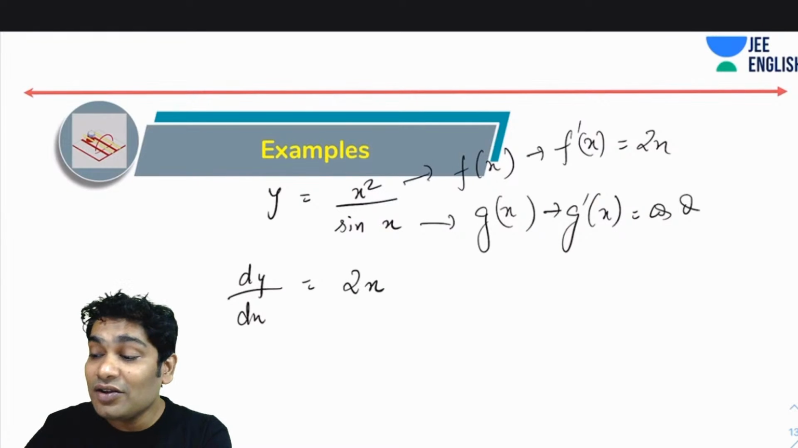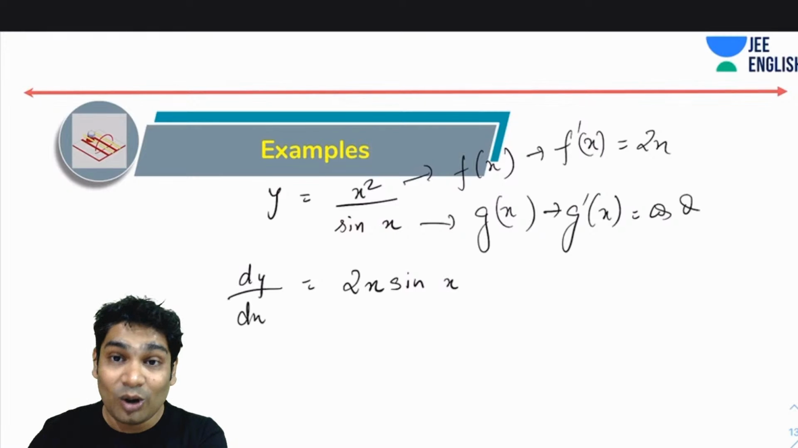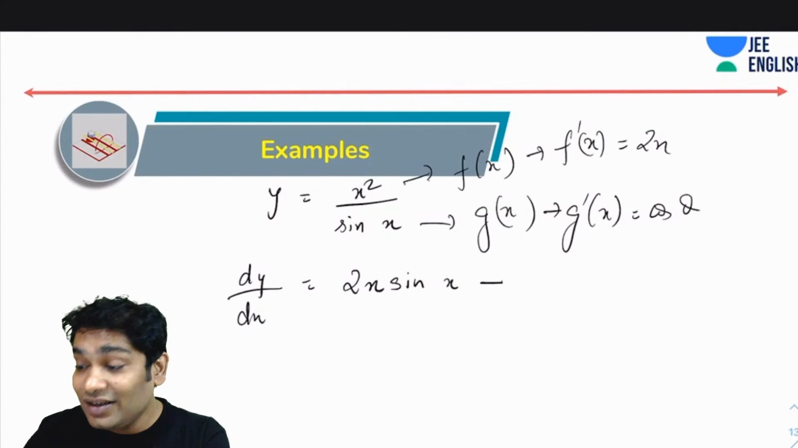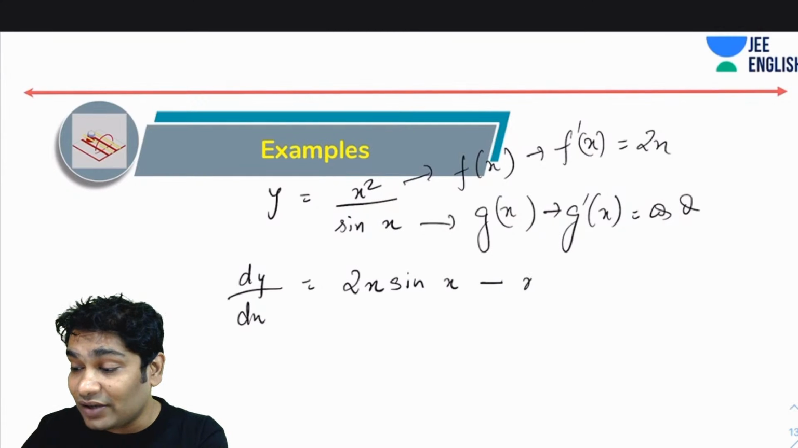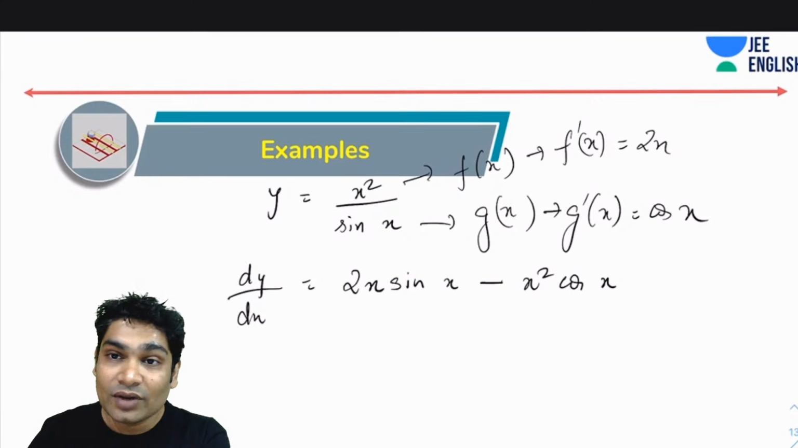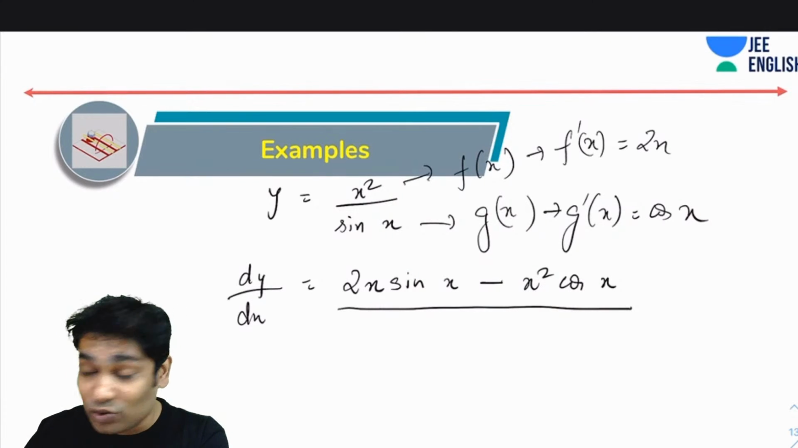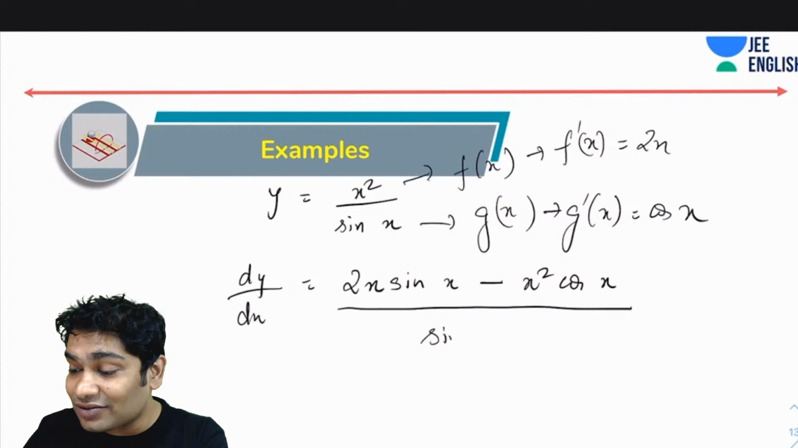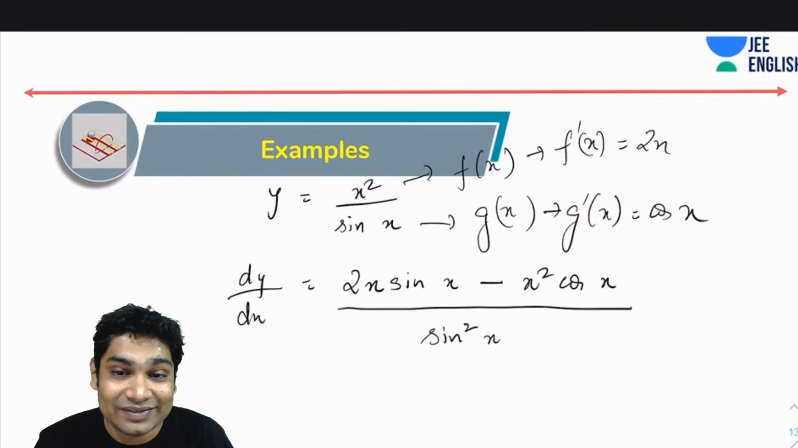So the term coming first would be 2x sine x, minus g dash x times f(x). So g dash x times f(x), that is x square times cos of x. All right, so this is x, not theta. Over g(x) whole square. So g(x) being sine of x, sine square x. That is the derivative of this function.